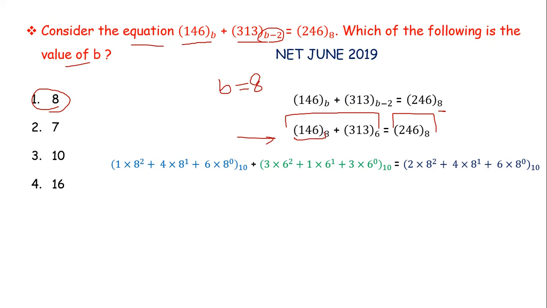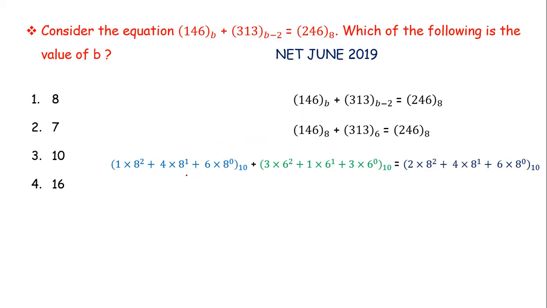So here 146 will be converted as 6 into 8 raised to the power 0, plus 4 into 8 raised to the power 1, plus 1 into 8 raised to the power 2. Same way for 313 base 6. Here we have base 6, so we will put 6 here: 6 raised to the power 0, 6 raised to the power 1 and 6 raised to the power 2. On the right hand side we have base 8, so we will use 8 as our base. So this is the method. You all are very familiar with this method.